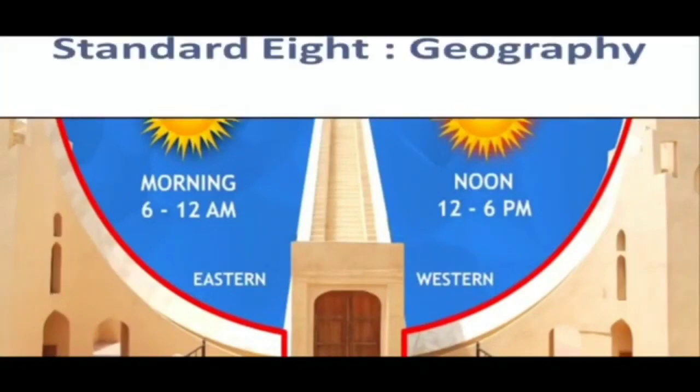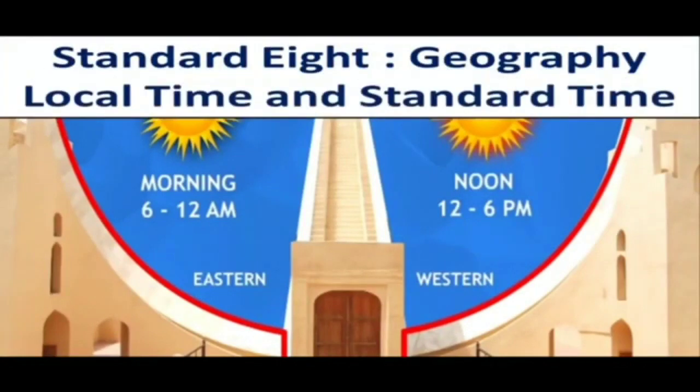Today our subject is geography, and the topic is local time and standard time. In the last session, you already learnt about the local time. The time of a place as decided by the location of the sun in the sky is known as its local time. So to calculate the local time, we use the sun or the shadows or the location of the sun in general.